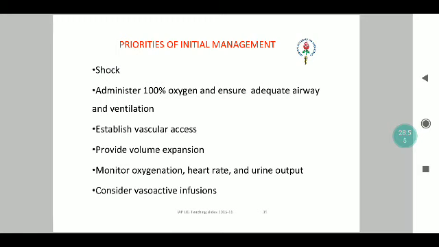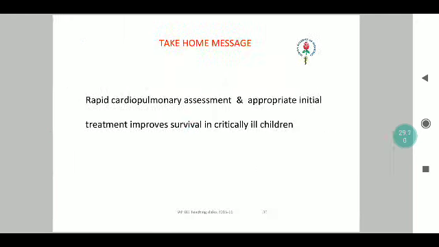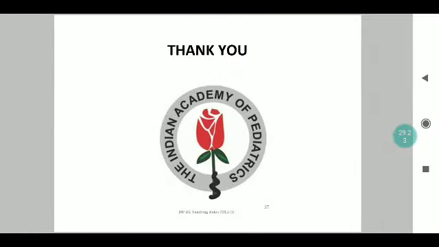If the child is in shock, to ensure that 100% oxygen is maintained and adequate airway and ventilation is maintained, establishing an IV access or an intraosseous access, giving an adequate volume expander, maintaining oxygenation, heart rate, urine output, and considering vasoactive infusions as necessary. The take-home message that I want to highlight is that a rapid cardiopulmonary assessment and appropriate initial treatment gives sustained survival in a critically ill child.